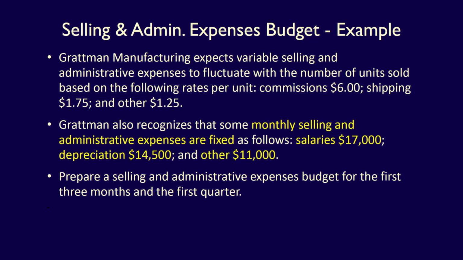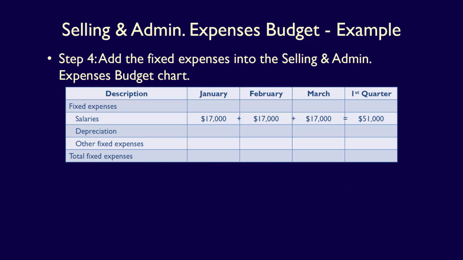We then use the information from the question to populate all of the fixed expenses, starting with salaries of $17,000, which will be identical for January, February, and March, with the first quarter equal to $17,000 plus $17,000 plus $17,000, which is equal to $51,000. Next is depreciation, $14,500 for each of the months. Add them together, $43,500 for the first quarter. And finally, the other fixed expenses, $11,000 for January, February, and March. Summation, $33,000 for the first quarter.